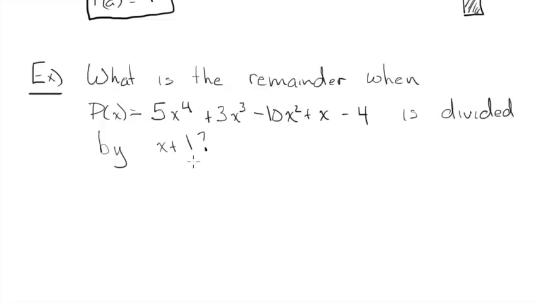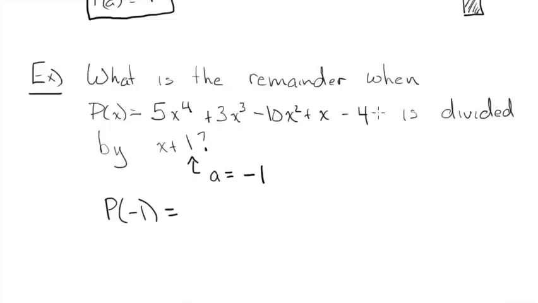Well, now we don't have to do that much work. All we have to do is figure out what is a. A, in this case, is what number are you subtracting here? Well, we're not subtracting a number, we're adding a number. So if you want to make a subtraction into addition, you have to subtract the negative number. So a would be negative 1, right? We're subtracting negative 1, which is really like adding 1. So in order to get the remainder, all I need to evaluate is p at negative 1.